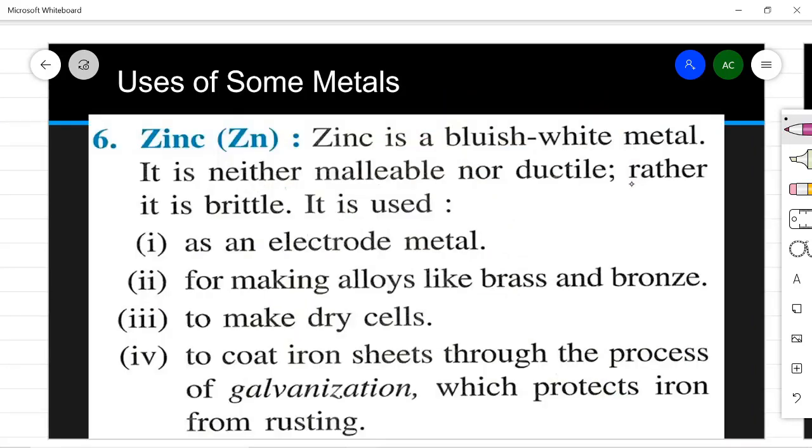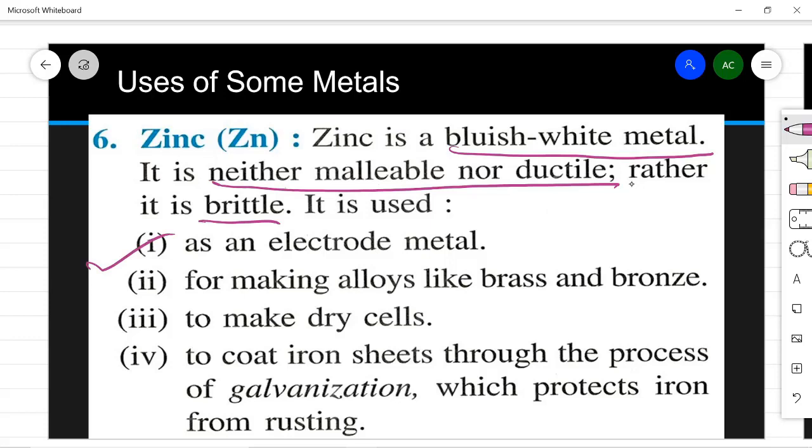देन अदर मेटल इज जिंक. इट इज़ अ ब्लूइश वाइट मेटल. इट इज़ नीदर मैलेबल नॉर डक्टाइल. ना ही इसकी शीट बना सकते हैं आप, ना ही इसका वायर ड्रॉ कर सकते हैं. इट इज़ ब्रिटल. जैसे आप इसको हिट करेंगे इट विल ब्रेक इनटू स्मॉल पीसेस. लेकिन तब भी बहुत यूज़फुल है. कहाँ कहाँ यूज़ होता है?